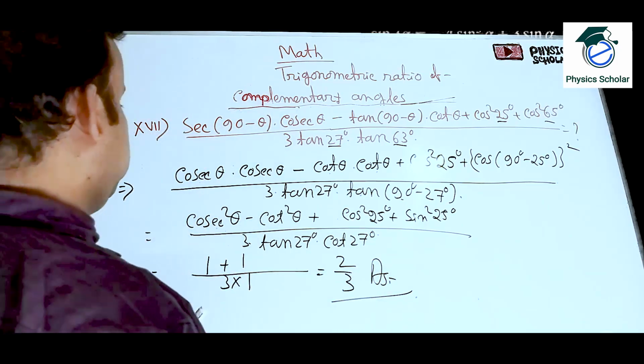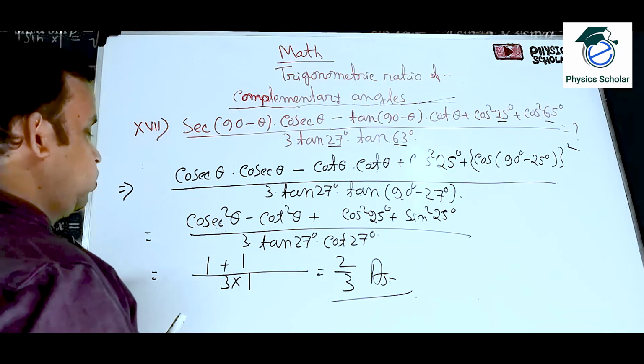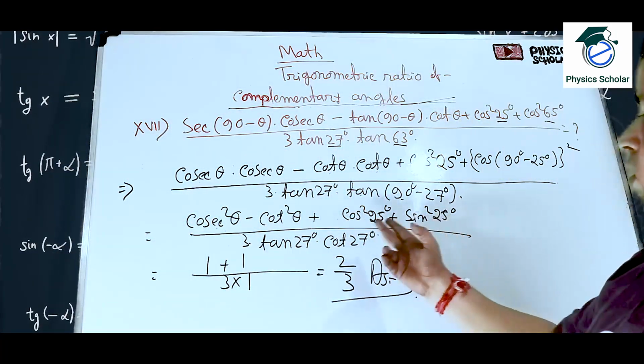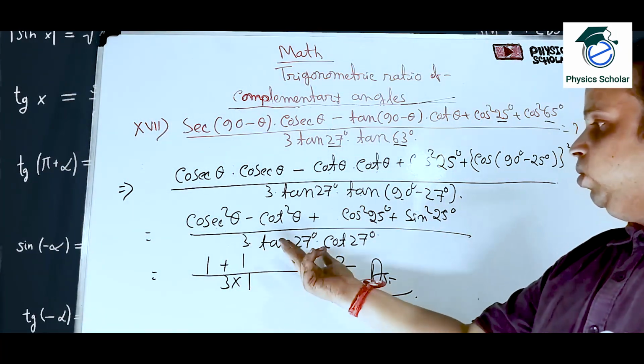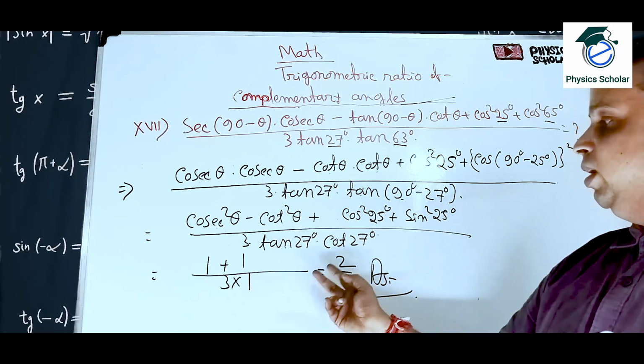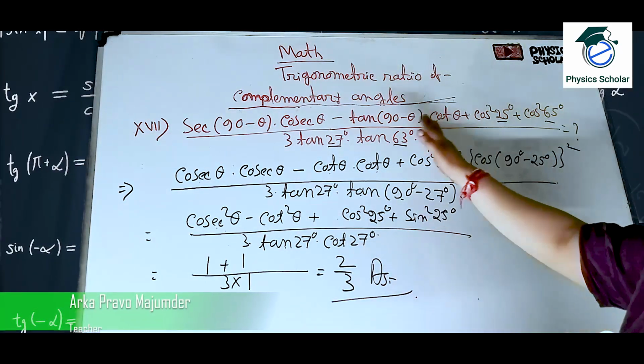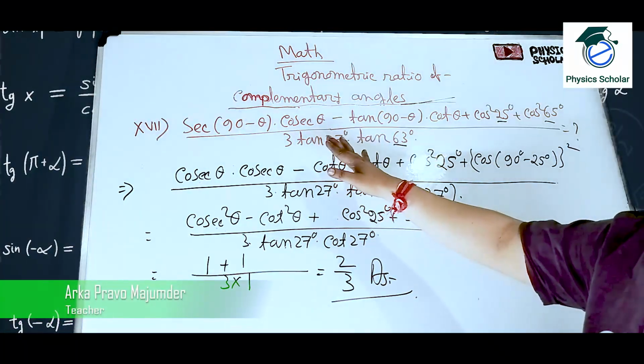So cosec square theta minus cot square theta means 1, plus cos square theta plus sin square theta means 1, divided by 3 into tan theta into cot theta, which is also 1. So 2 by 3. That will be your answer. So students, hope the sum number 17 you have understood.